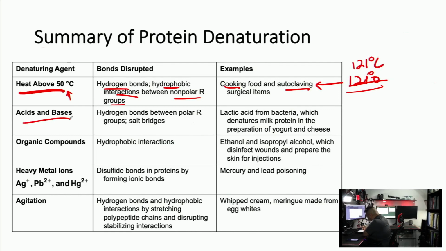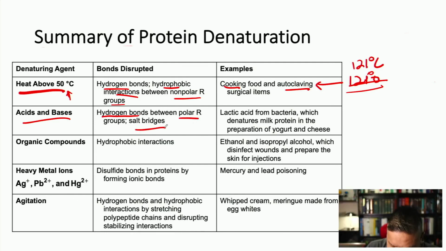So acids and bases, of course, disrupt the hydrogen bonds because almost anything can. But they also disrupt the bonds between the salt bridges. That's like using lactic acid from bacteria, which can denature milk proteins. That's why your milk goes bad, and it's also used in the preparation of yogurt and cheese.